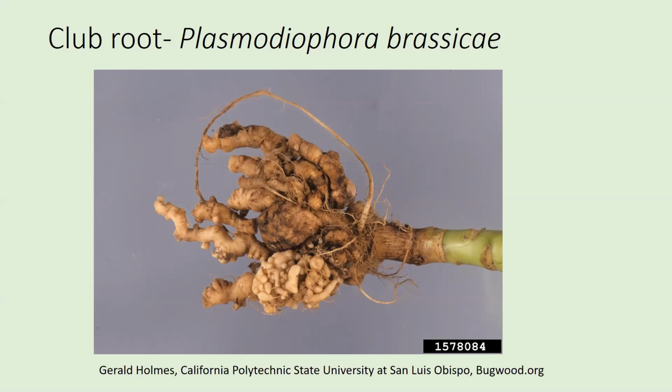The control for this is to plant your brassicas in well-drained soil and in a pH above 7.0. So the 7.0 is kind of an inhibitor for the slime mold. We're going to move on to beans now.